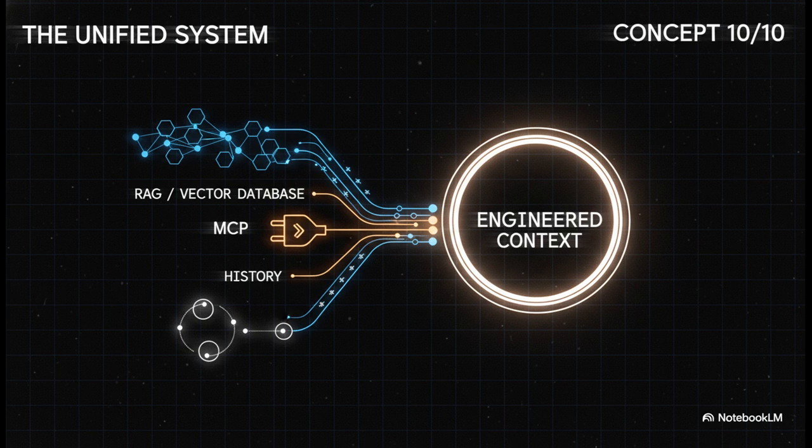Which leads us to our final concept, number 10, the unified system. Building the perfect engineered context window requires treating all these concepts as one cohesive stack. You use RAG to dynamically fetch facts from your vector database. You use MCP to give the model secure access to your external tools. And you weave all of that together with precise conversational history. That entire complete package, that is the engineered context.